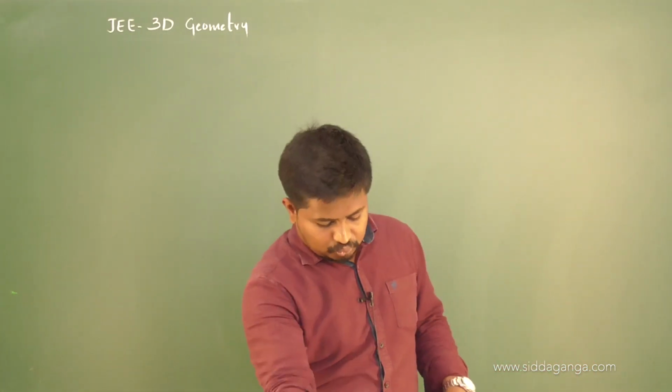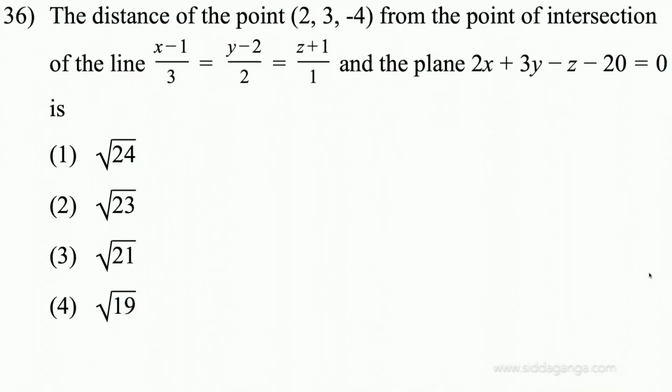Okay, let us move to question number 36. The distance of the point 2, 3, minus 4 from the point of intersection of the given line, that is x minus 1 by 3 equal to y minus 2 by 2, equal to z plus 1 by 1, and the given plane 2x plus 3y minus z minus 20.